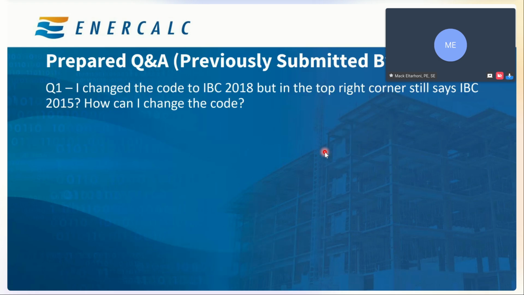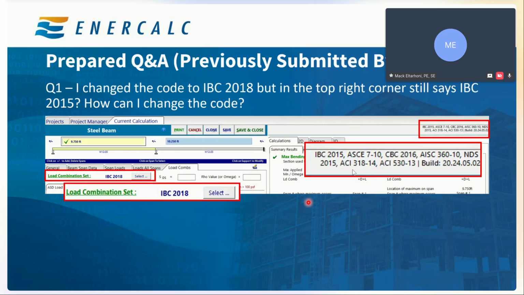I changed the code to IBC 2018, but on the top right corner it still says IBC 2015. How can I change that? And this is what they're really talking about. So the top right corner, I magnified this, it says IBC 2015, and then down here it says IBC 2018.